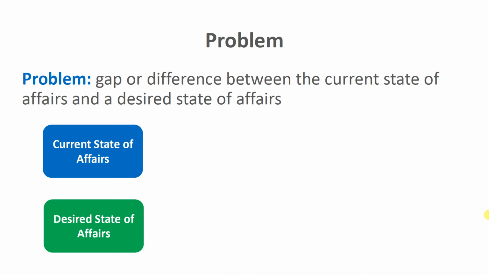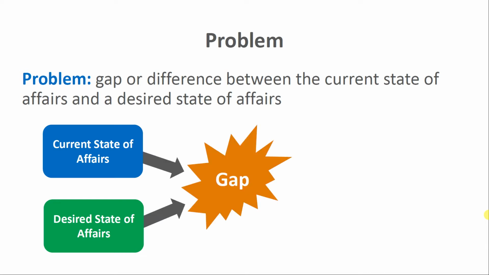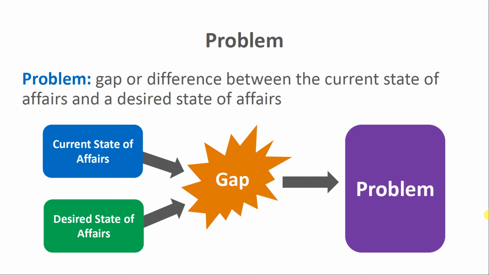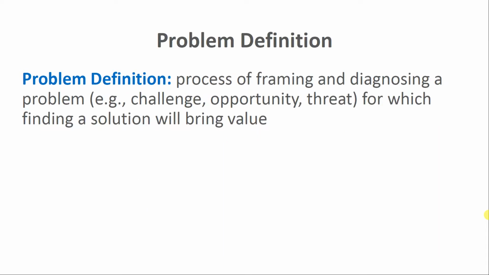So what is a problem? Well, a problem can be defined as a gap or a difference between the current state of affairs and a desired state of affairs. And this gap is what creates this problem. Now, then what is a problem definition? Well, a problem definition is the process of framing and diagnosing a problem, where a problem can be thought of as any challenge, opportunity, or threat, for example.